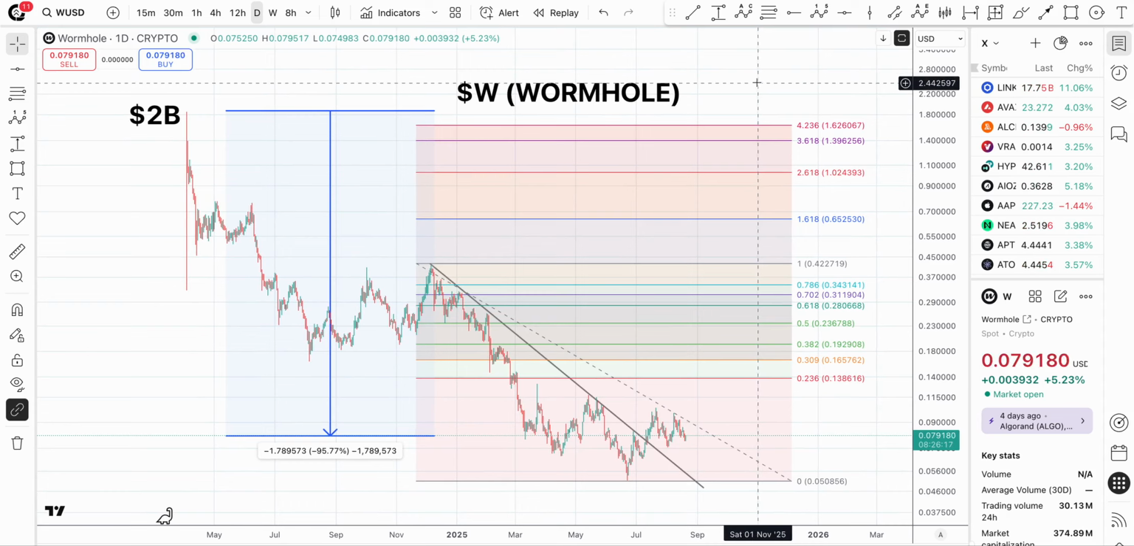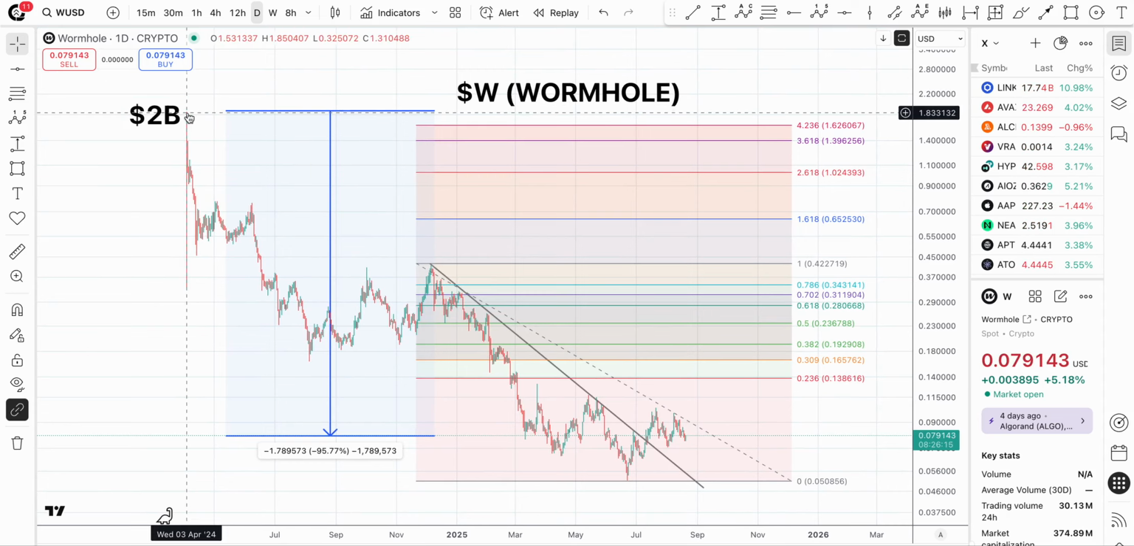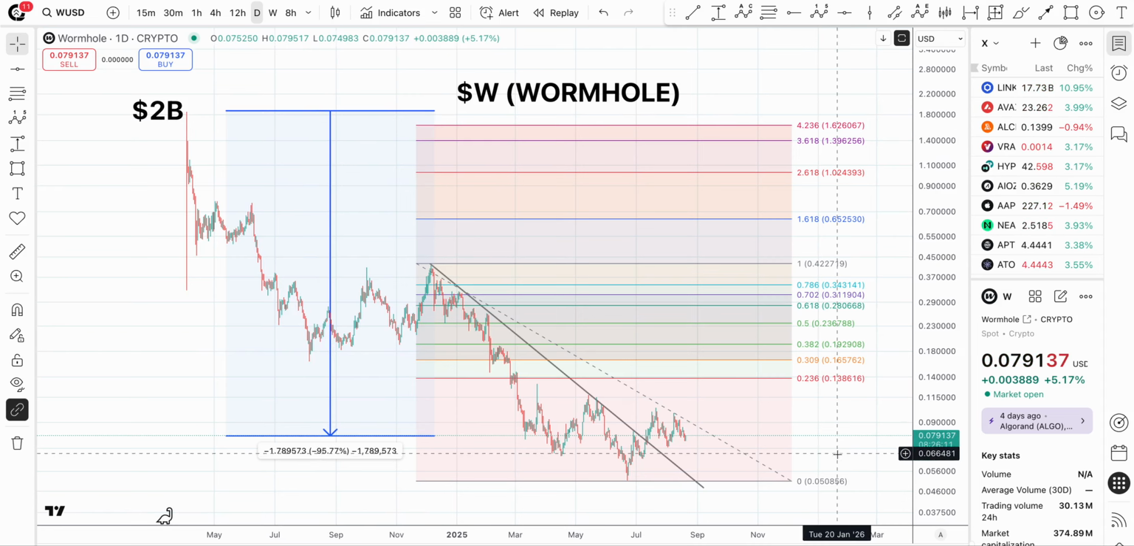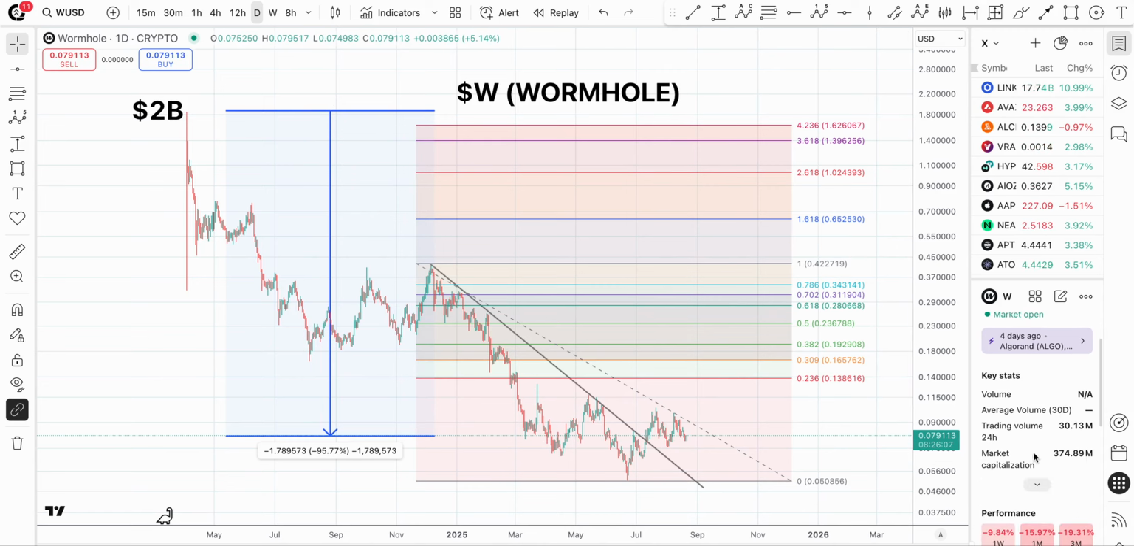guys to see. So, looking at this, at the high back here, it was at a $2 billion market cap. So I see that we're at a 95% drawdown. Technically, the market cap should be around 100 million. It's not. The market cap is 375 million. So what that tells me is there's something from an inflation standpoint that's in play right now.